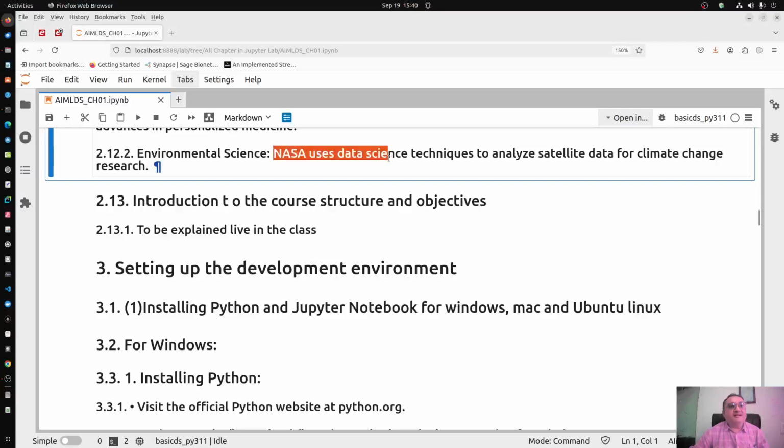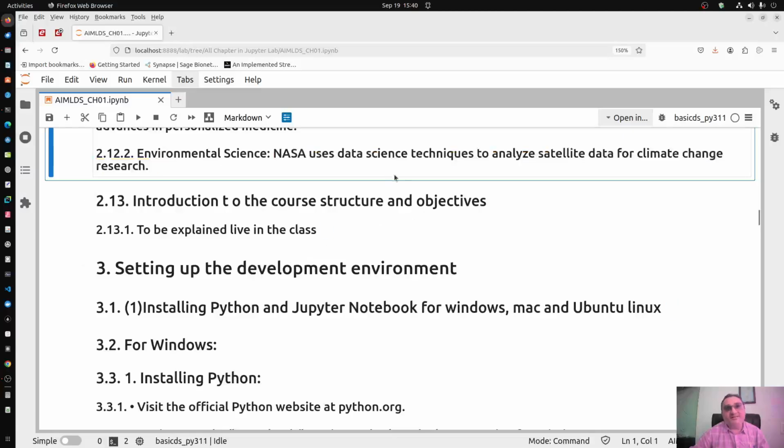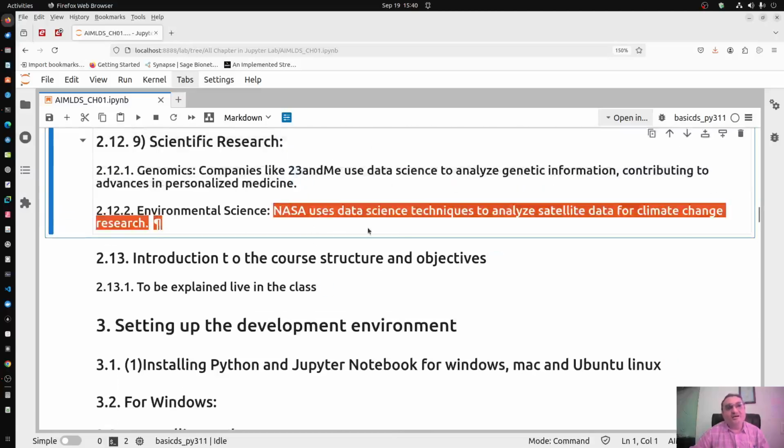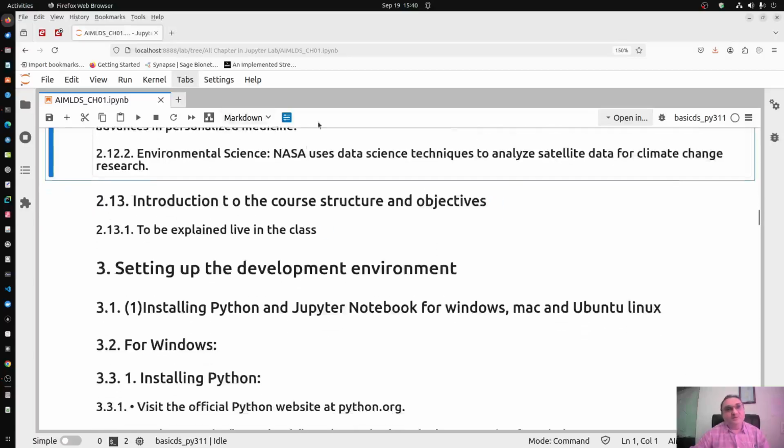In environmental science, NASA uses data science techniques to analyze satellite data for climate change research. Take the images of glaciers melting in the polar regions: who will manually go to those regions periodically and measure at what rate glaciers and polar ice plates are melting? Just by analyzing satellite images, it is possible to get information about that. You get information about the forest cover in various countries, about biodiversity and many other things.